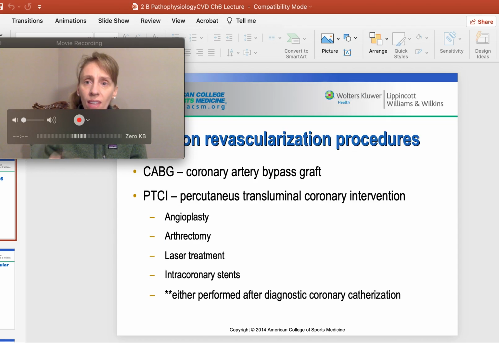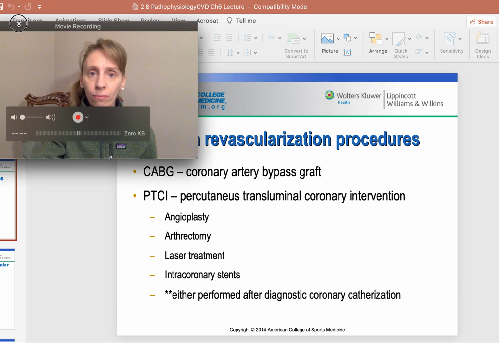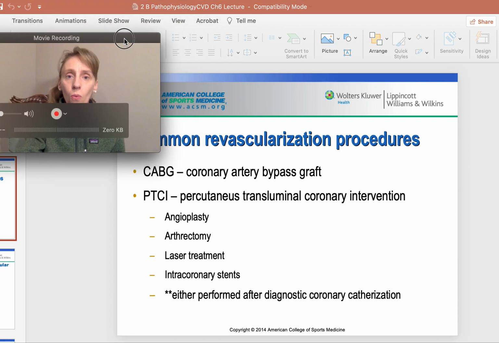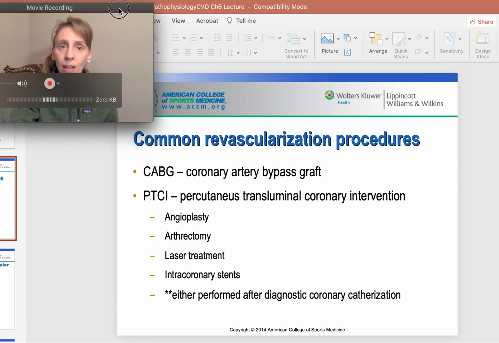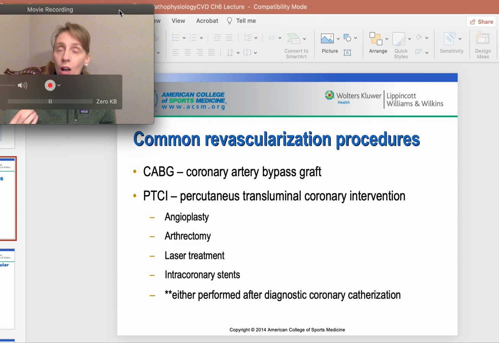So when we think about coronary revascularization, we want to understand what some of the major procedures are. So we talk about revascularization. It can be the word CABG, C-A-B-G, coronary artery bypass graft, which you know as standard open heart surgery, or it can be something called PTCI, sometimes abbreviated PTCA, percutaneous transluminal coronary intervention, which is a mouthful.